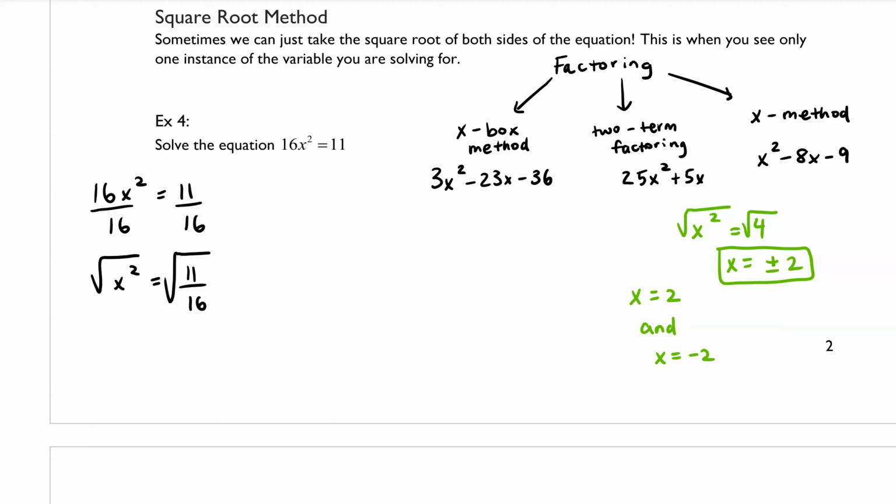Let's go back to example 4. So if I take the square root of both sides, we would get plus or minus, and then we would take the square root of both the denominator and the numerator. The square root of 11, 11's not a perfect square, so we could just leave it as the square root of 11. 16 is a perfect square. If we take the square root of 16, we get 4. So our two solutions are positive and negative square root of 11 over 4.